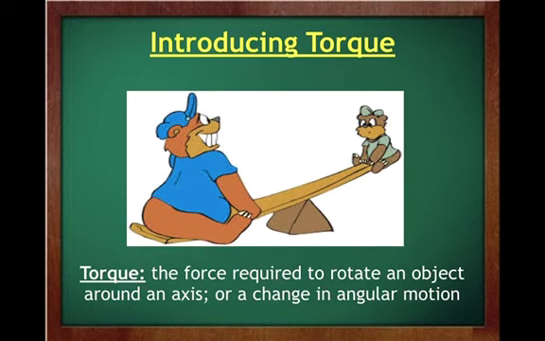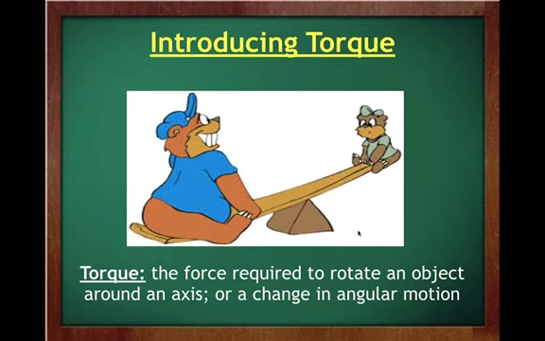So when we talk about torque, torque is defined as the force required to rotate an object around an axis, or a change in angular motion. You see in the image there a seesaw, and that would be the pivot point. It could be there in the center, and then this is rotating.